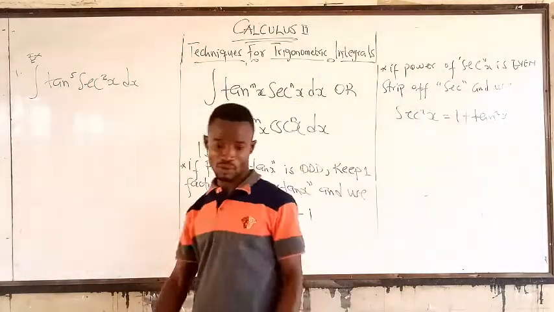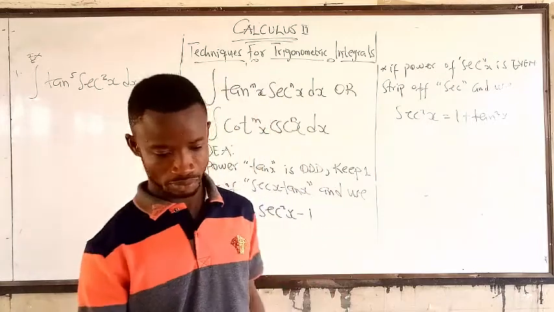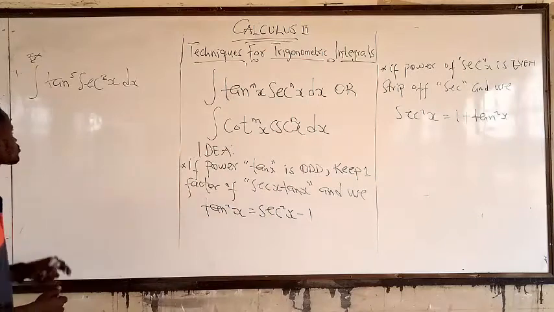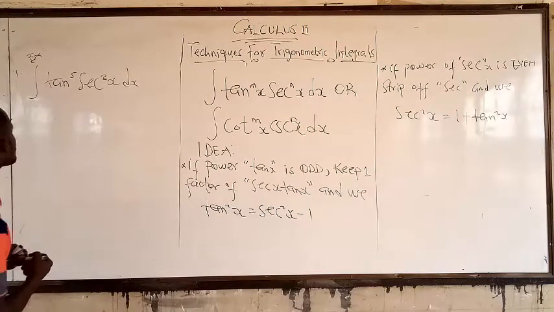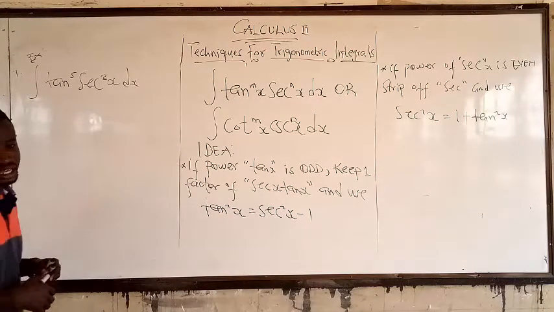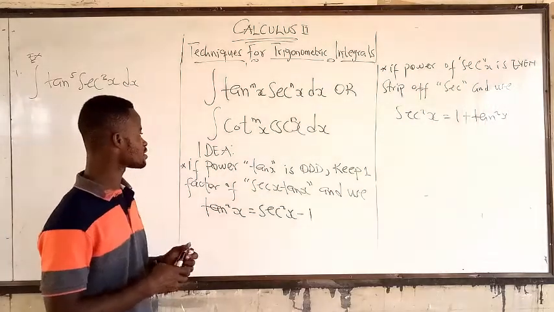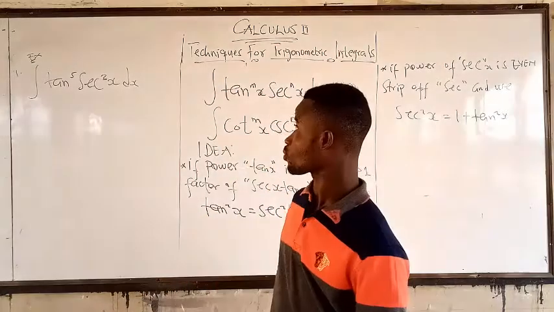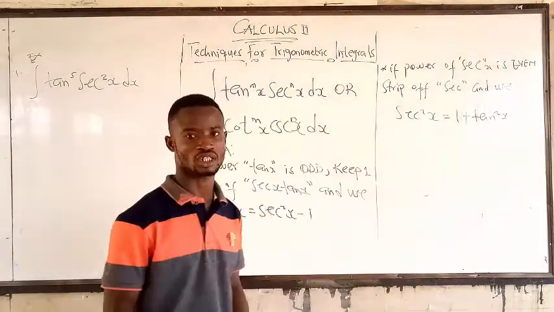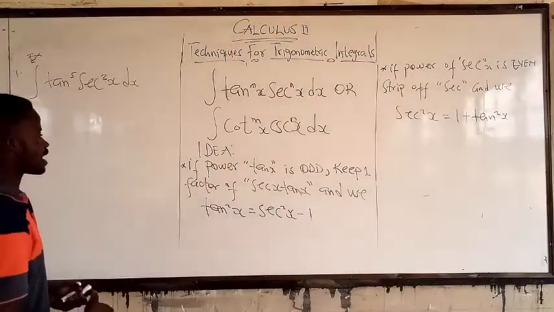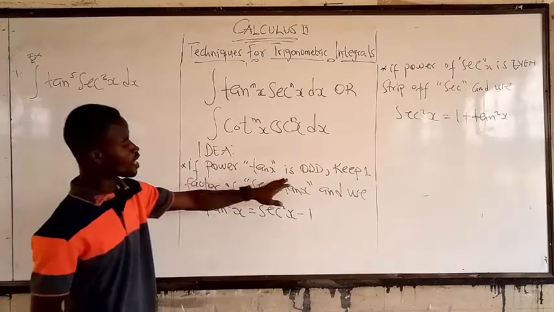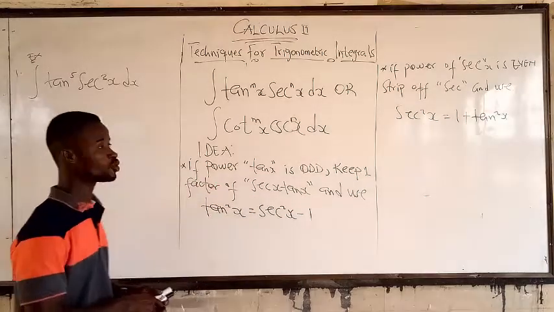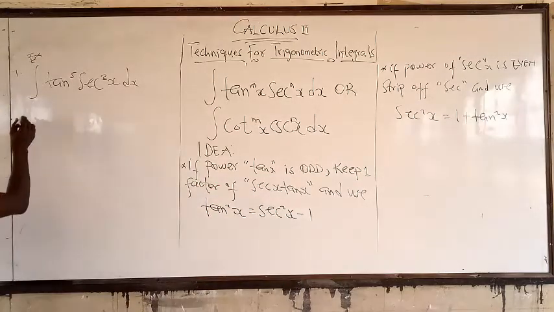We have the example already on the board. Now watch. Here, we have power 5 and power 3, so both are odd. All we are saying is that if the power of tan is odd, you keep one factor of this and this. So let's look at the example.